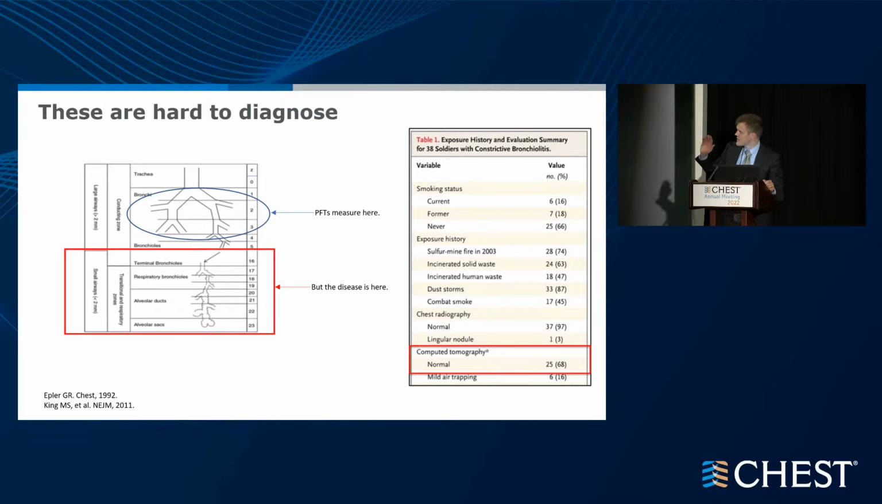still. So this is the preeminent paper that described constrictive bronchiolitis in our soldiers returning from the Middle East. And I've highlighted here about 2/3 of patients had a normal CT scan. Now they got biopsy because they were dyspneic or they had low results on a CPET, so they weren't completely normal, but they had otherwise normal CT scans.